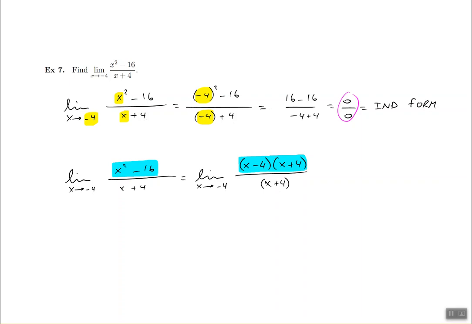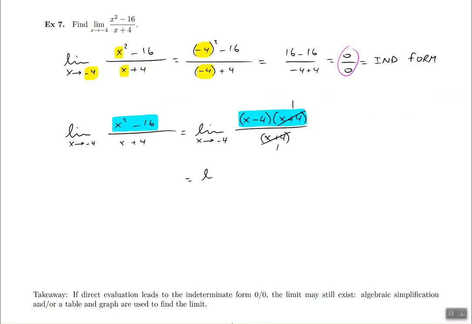And because everything is being multiplied, I can cancel the x plus 4 and the x plus 4 with one another. So by canceling the x plus 4s, I end up with the limit as x approaches -4 of the remaining x minus 4 times 1 divided by 1, which is just x minus 4. And keep in mind, our x is approaching -4, so let's plug it in at this point. So what do we get? We get -8. So -4 goes into the x, and it adds up with another -4 to give us -8.